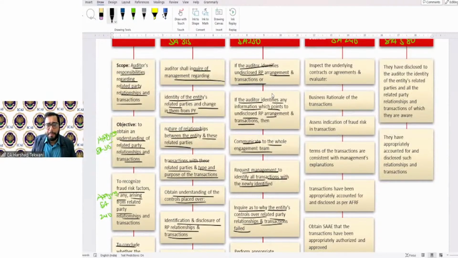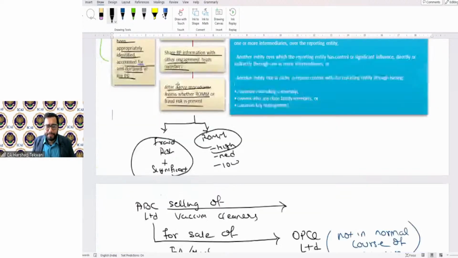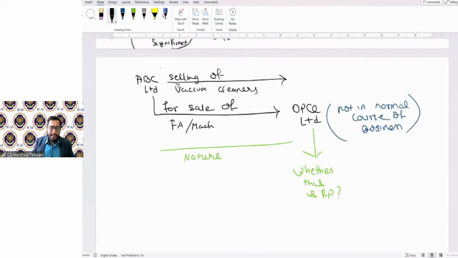Then, when you are inspecting the underlying contracts or arrangements, you need to evaluate what is the business rationale behind this transaction, why this transaction was entered into. Assess the indication of fraud risk in the transaction. Let's say, for example, a sale of fixed asset. Now, when the sale happened, the fixed asset was sold as scrap.